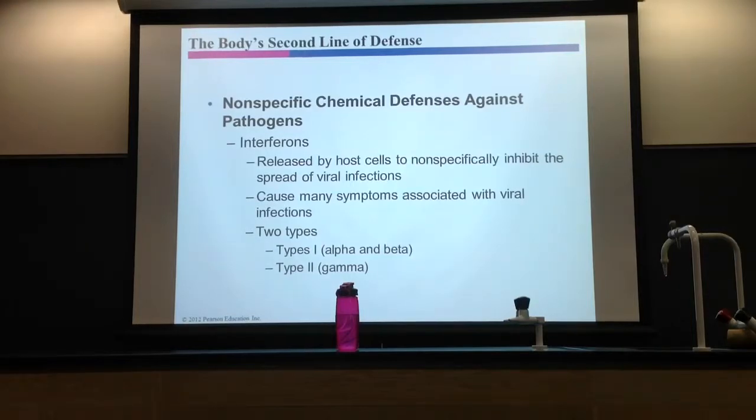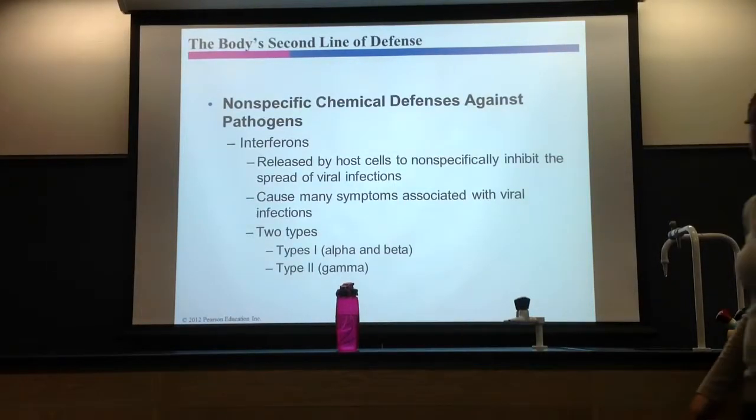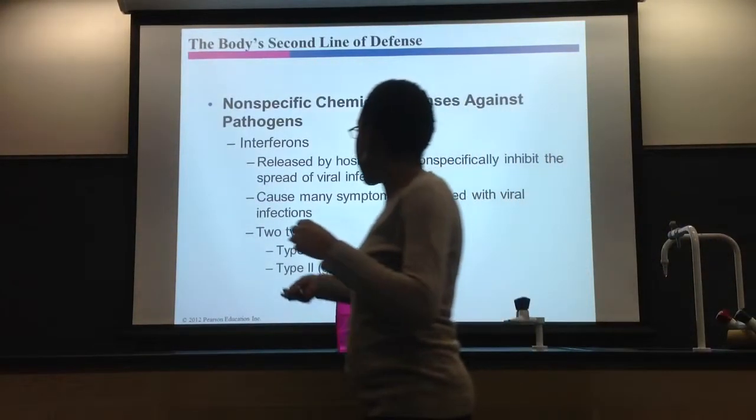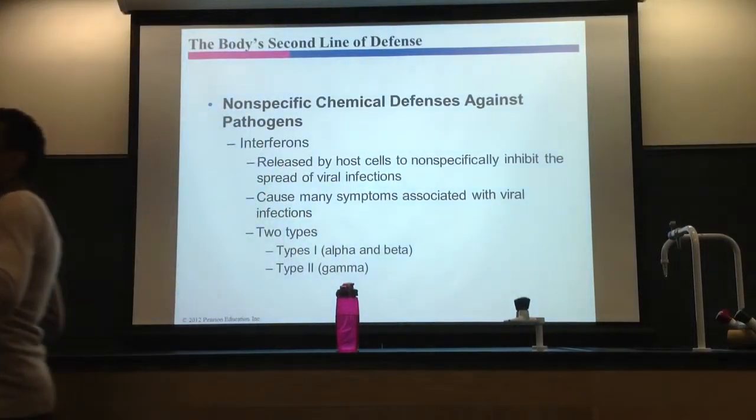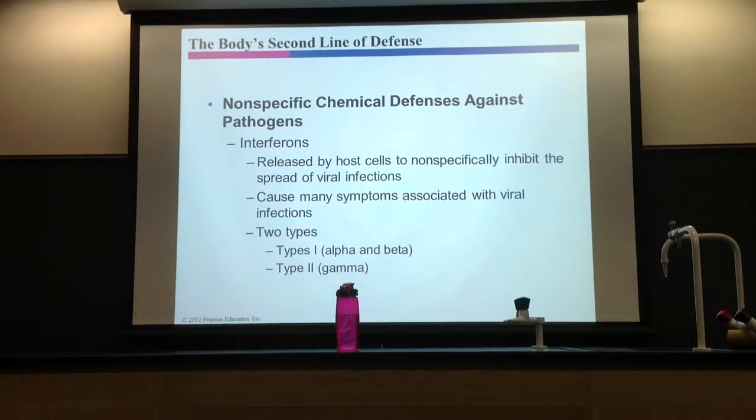Alpha and beta basically work the same way, but are made by different cells. Their process is the same, made by different cells. Type 2, gamma, is totally different. It's really made by your T cells.